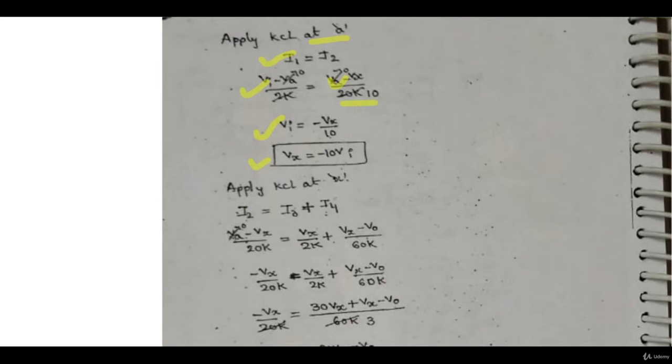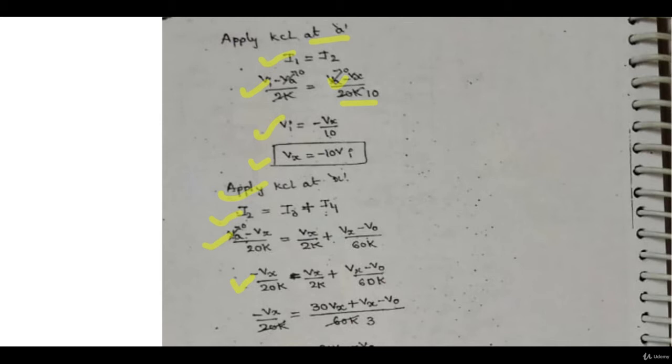Okay, now apply KCL at X node. That is I2 is equal to I3 plus I4, which is 0 minus Vx divided by 20k is equal to Vx divided by 2k plus Vx minus V0 divided by 60k. If you solve it, you will get minus Vx divided by 20k is equal to Vx divided by 2k plus Vx minus V0 divided by 60k.